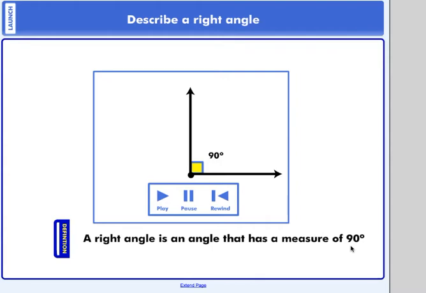Now, only 90 degrees describes a right angle. It must be exactly 90 degrees. We often see a right angle with a little square over the vertex to show that it has a square angle. Make sure you have this definition copied down before you continue on with the video.